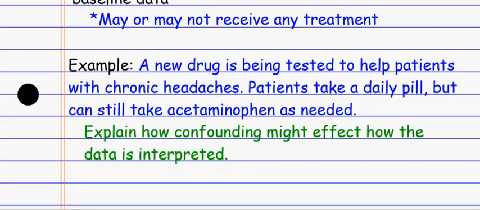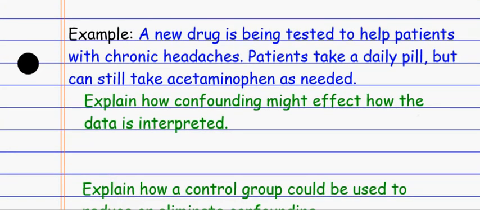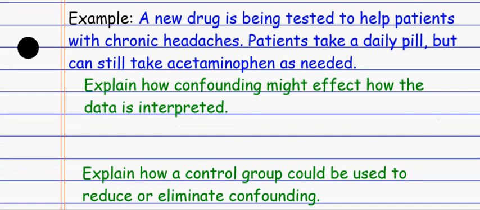For example, and these are used in things like drug trials all the time. A new drug is being tested to help patients with chronic headaches. Patients take a daily pill, but can still take acetaminophen, or Tylenol, as needed. Okay. So they're taking this new drug each day to see if it lowers the chronic headaches, so getting headaches all the time. But if they do get a headache, they're still allowed to take Tylenol in order to treat their symptoms.